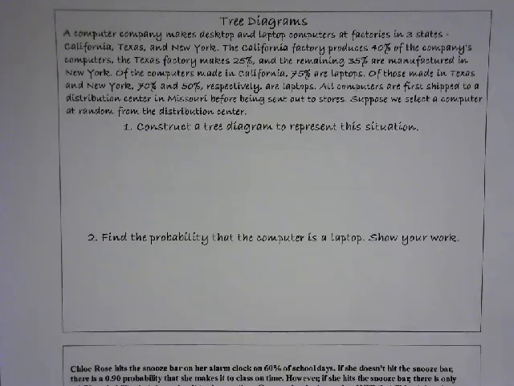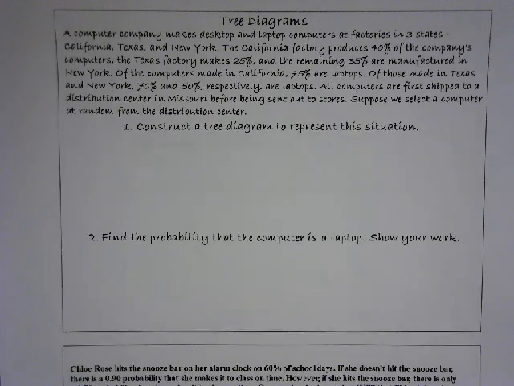Of the computers made in California, 75% are laptops. Of those made in Texas and New York, 70% and 50% respectively are laptops. All computers are first shipped to a distribution center before being sent out to stores. Suppose we select a computer at random from the distribution center.